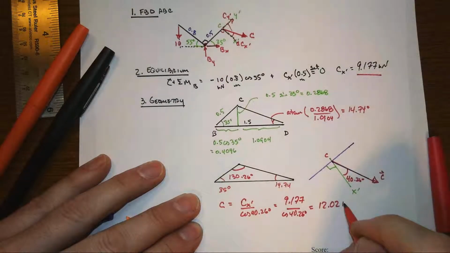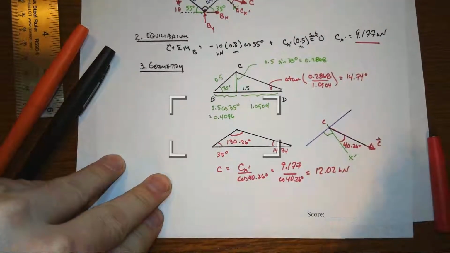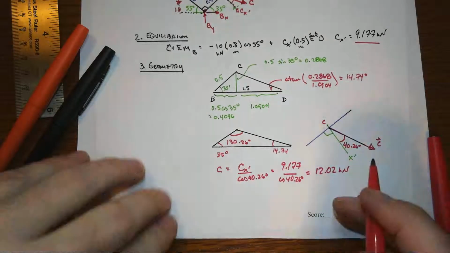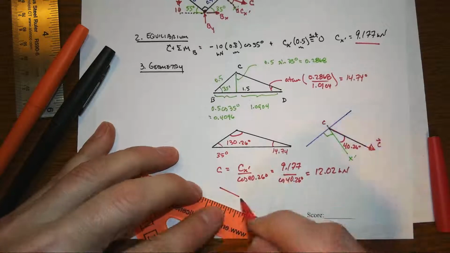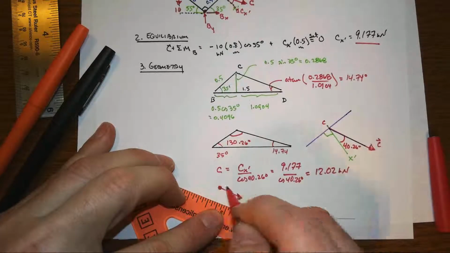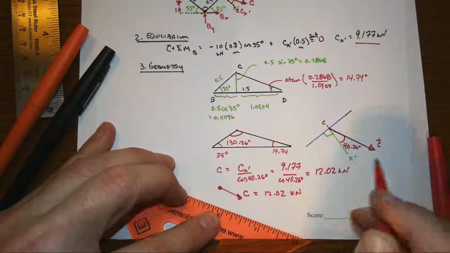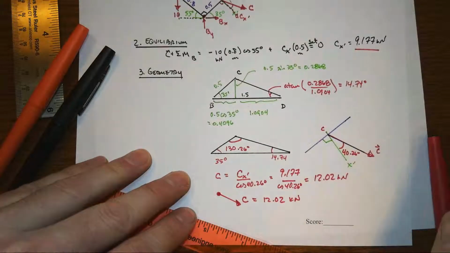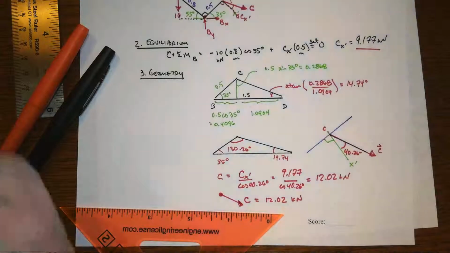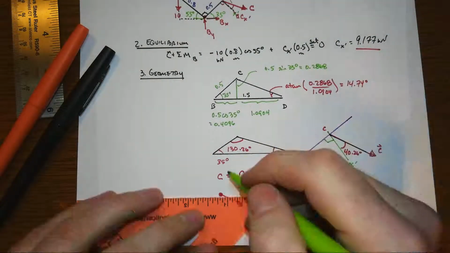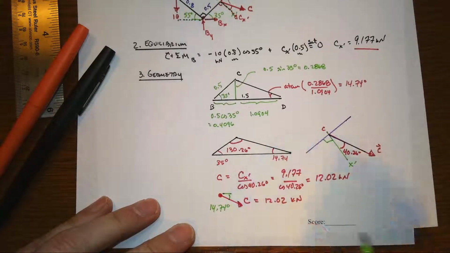And that means that when we substitute in our 9.177 over cosine of 40.26 degrees, I'm going to get 12.02 kilonewtons. And so my answer for the force exerted by the two-force hydraulic cylinder CD on the pin C is that this force C is a magnitude of 12.02 kilonewtons. It's pulling downwards to the right, and if I really care in terms of the angular orientation in the global coordinate system, it's at an angle of 14.74 degrees.